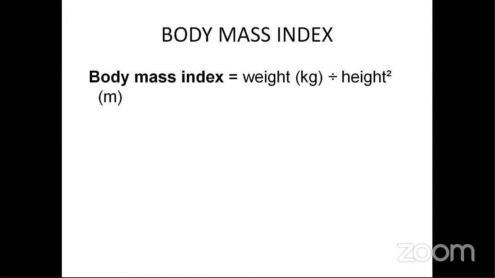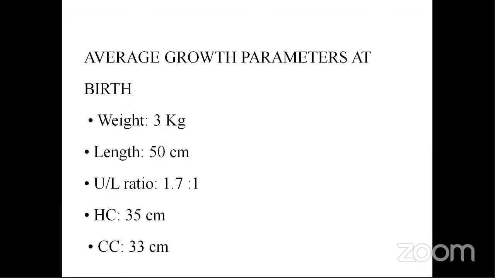Body mass index, you should remember the formula. BMI is calculated as weight in kg divided by height in meter squared. You should mention this when you are examining a child of older age group. More than 6 years, you should mention the body mass index. Less than that, it is not necessary. Less than 6 years, usually you will mention height, weight, and head circumference. But for older children, you should mention the body mass index.